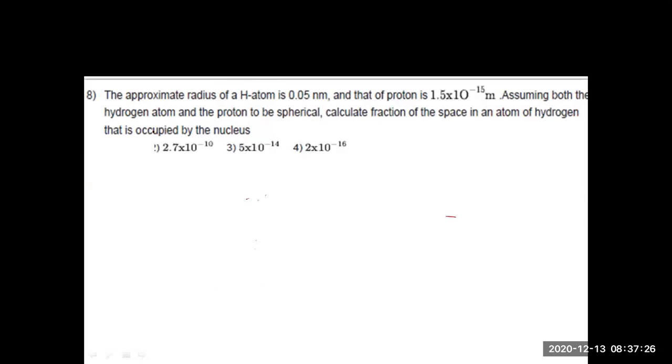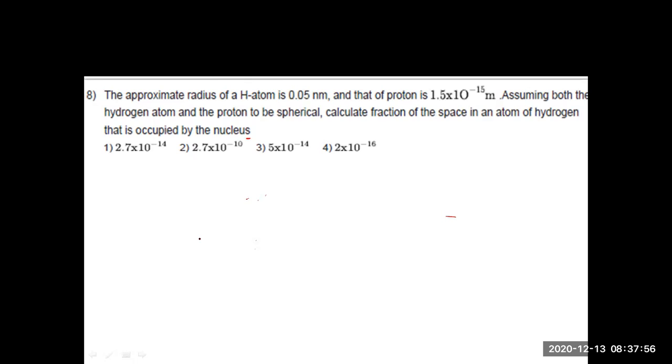8th. The approximate radius of a hydrogen atom is 0.05 nanometer. And that of a proton is 1.5 times 10 raised to minus 15 meter. Assuming both the hydrogen atom and the proton to be spherical, calculate the fraction of the space in an atom of hydrogen that is occupied by the nucleus.